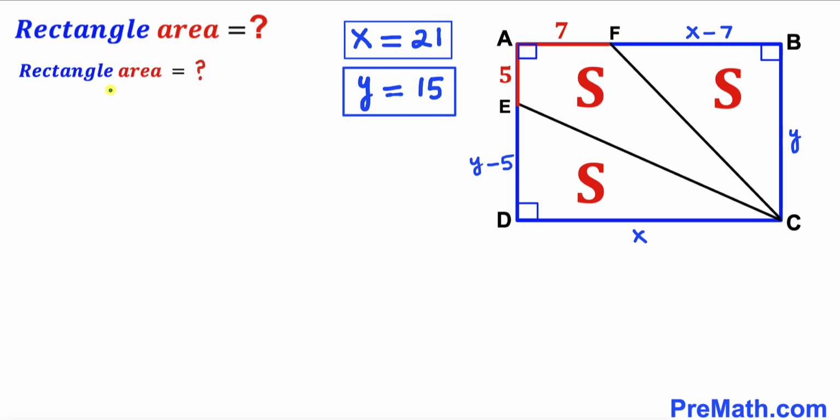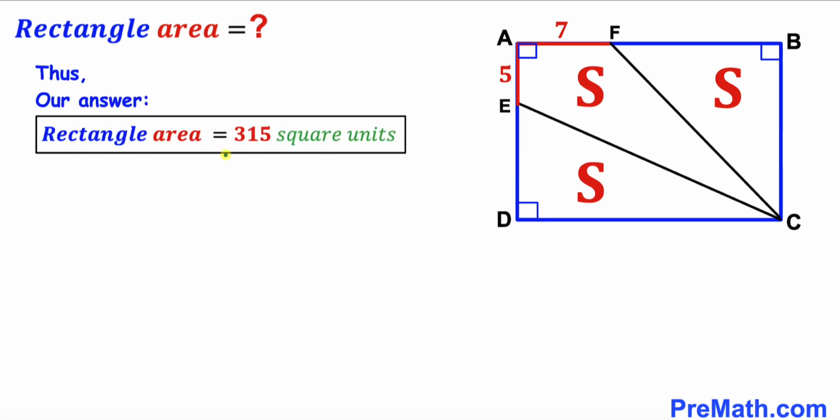And now we are going to calculate the area of this rectangle ABCD. Let's recall the area of a rectangle formula. Area equals length times width. In our case, the length is 21 and the width is 15. Therefore, the area of this rectangle is going to be 21 times 15. Let's multiply it out. That is going to give us 315 square units. So thus the area of this rectangle turns out to be 315 square units.